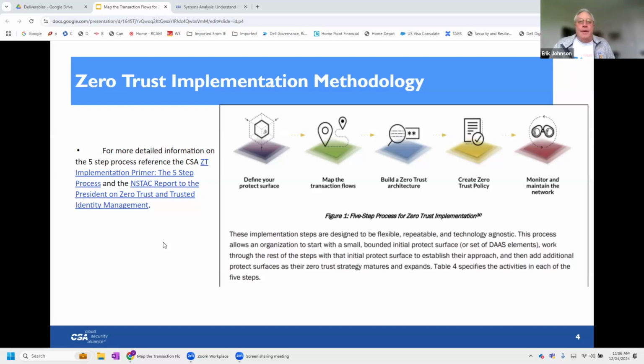Excellent. Wonderful. And the step one document that John referred to, we are in the process of producing guidance for each one of the 5 steps. The Define Your Protect Surface document has been published. This is the second, and steps 3, 4, and 5 are in process. Fantastic. It's great to hear from the author of how it originated. So thanks on that, John.